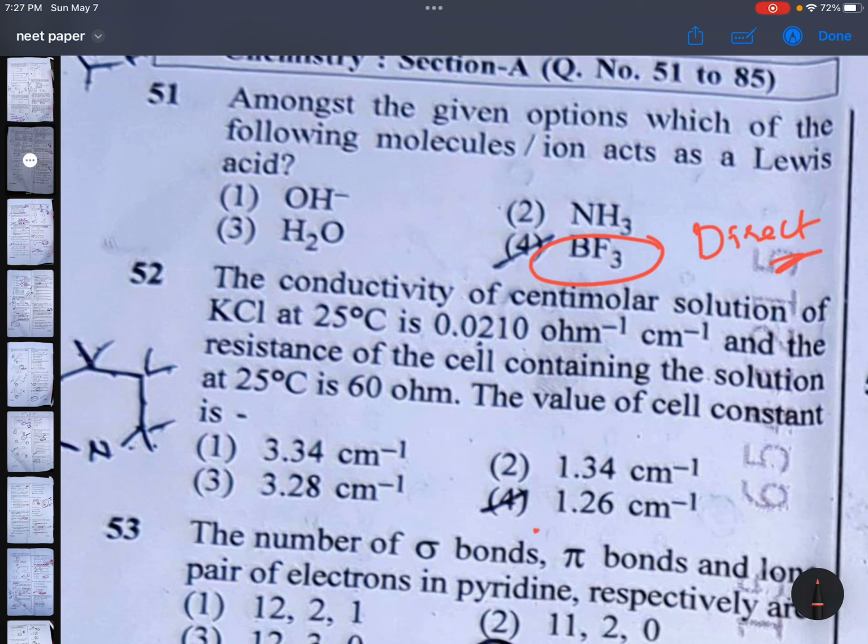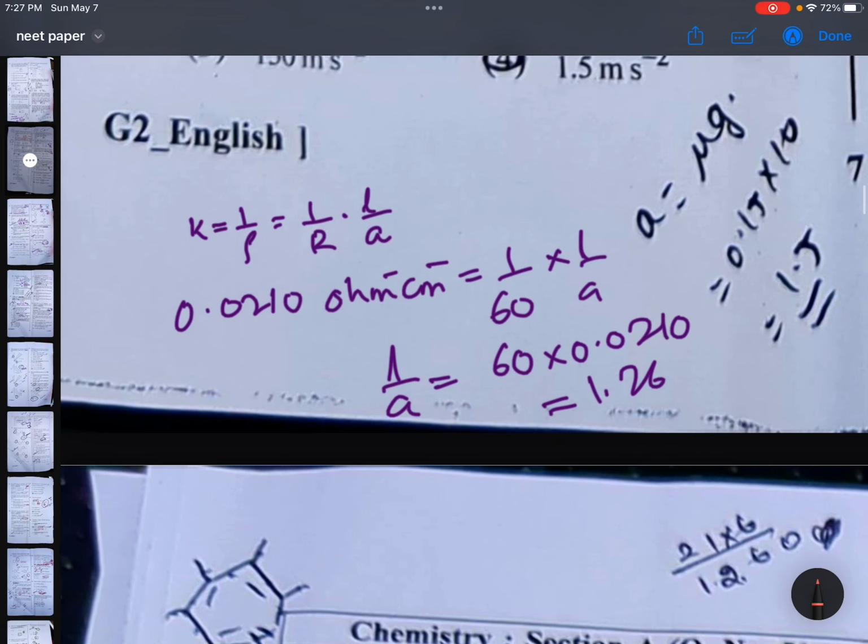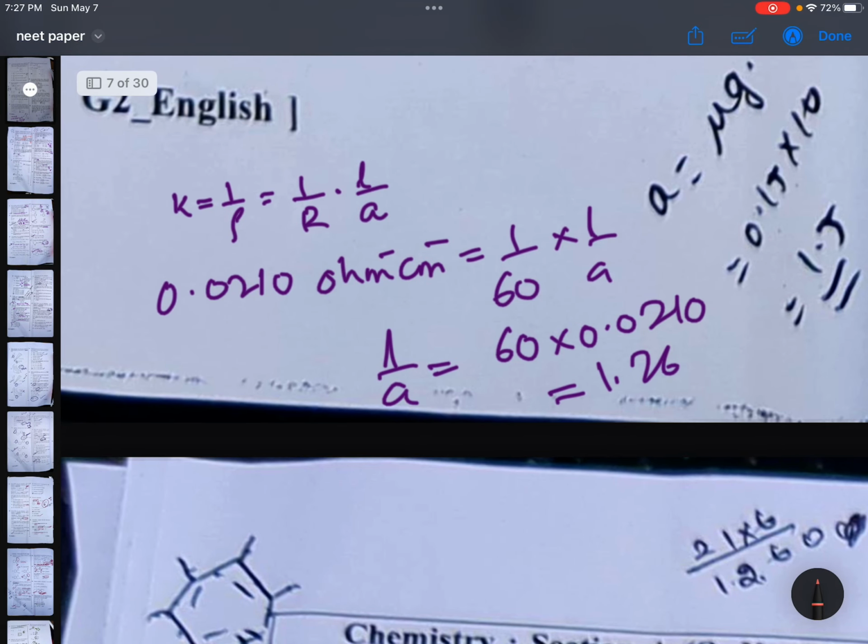The conductivity of centimolar solution of KCl is given, and the resistance of the cell containing the solution at 25 degrees is also given, and asking cell constant. Cell constant is L by A. Very simple calculation. K is equal to 1 by rho, that is equal to 1 by R into L by A. He is asking L by A, so simply K into R.